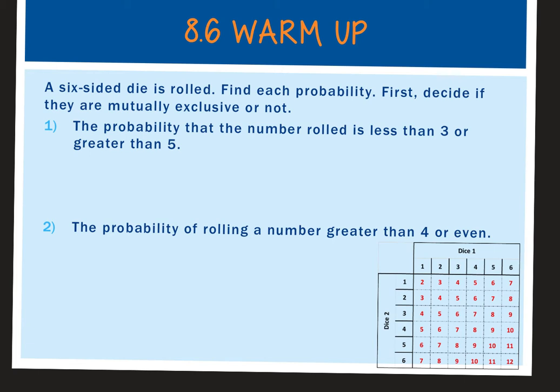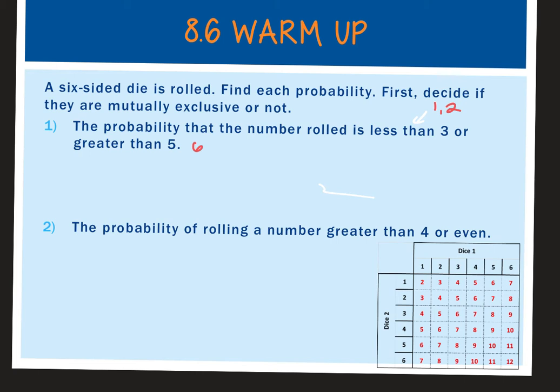No, if it's an or question, which is what this is, you have to figure out if they are mutually exclusive. Mutually exclusive means they cannot be the same. They can't be both less than 3 and greater than 5, right? Think about it. Less than 3 on a die is 1 and 2, right? What's greater than 5? 6. They can't be both of those things. If they cannot be both, they're mutually exclusive. If they can be both, that's when it's not mutually exclusive.